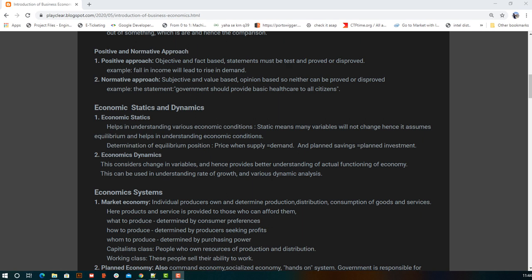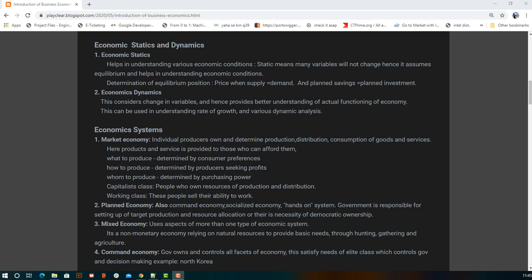Next we have economic dynamics. So this is a real-time thing we can consider, because it considers the change in variable values. It considers the actual functioning of the economy, because it is more reliable and closer to the truth. Based on this, various economic models analysis can happen. So these were the statics and dynamics of the economics.